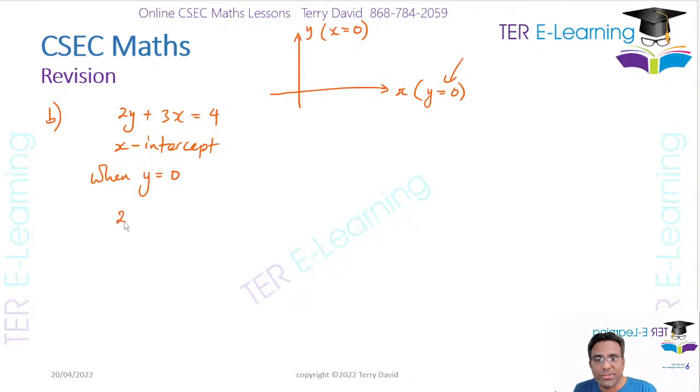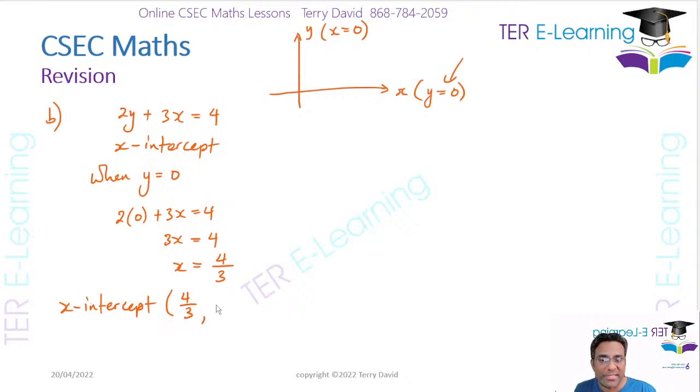You're going to put 2 multiplied by 0 plus 3x is equal to 4. 2 by 0 is 0, so you end up with 3x on the left side is equal to 4, and therefore x is 4 over 3. So my x-intercept is going to be 4 over 3, because you need to write the x coordinate first. So it's (4 over 3, 0). That's how you do a question like this in the real exam.